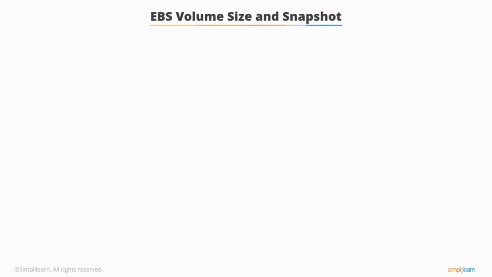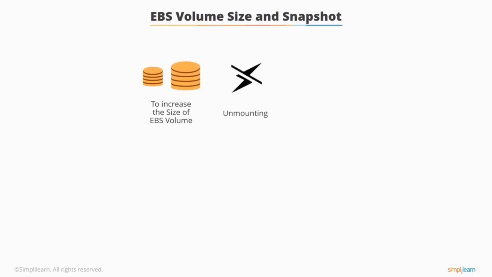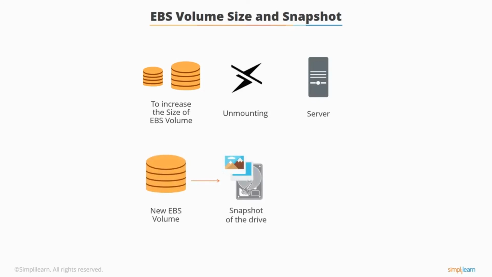If the user wants to increase the size of EBS volume, it is recommended to unmount it from the attached server. The change in size cannot be done dynamically. Before creating a new volume, one needs to take a snapshot of the drive. The snapshot represents a point-in-time image of the volume. This snapshot is stored in Amazon S3.